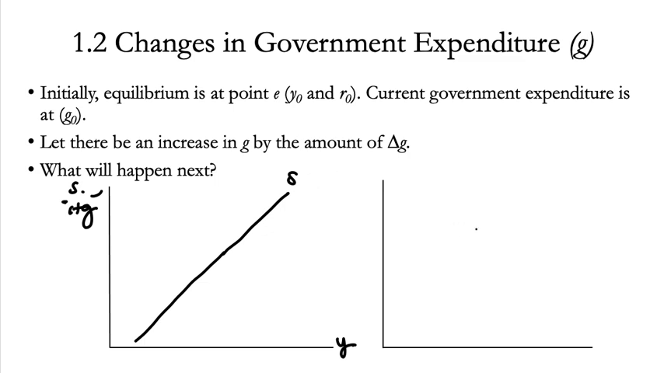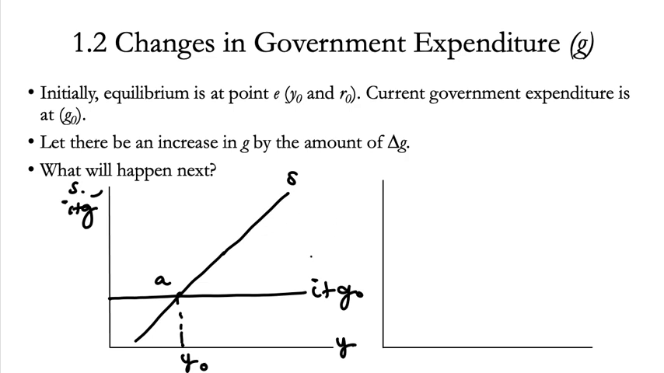Okay, and then the initial injection is I plus G naught, initial government spending. So current government spending is at G naught. This is the leakage injection approach, and let's call this A. The level of output is here, Y naught.